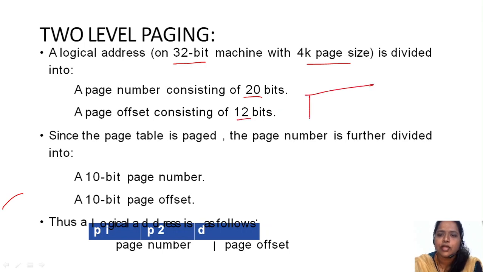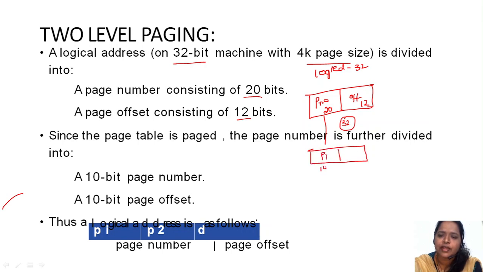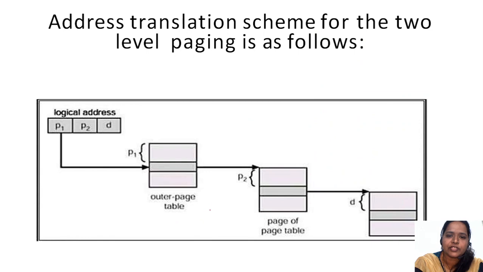As I have said, the CPU generates a logical address of 32 bits. This 32-bit address is divided into 2 parts, the page number and the offset. The offset is of 12 bits and the page number is of 20 bits, totally 32 bits. In 2-level paging, this 20 is further divided into 2: page 1 of 10 bits and page 2 of 10 bits. In order to lessen the burden on the page number, we have further divided it into 2. So this is page 1, page 2 and the displacement. This is 2-level paging.